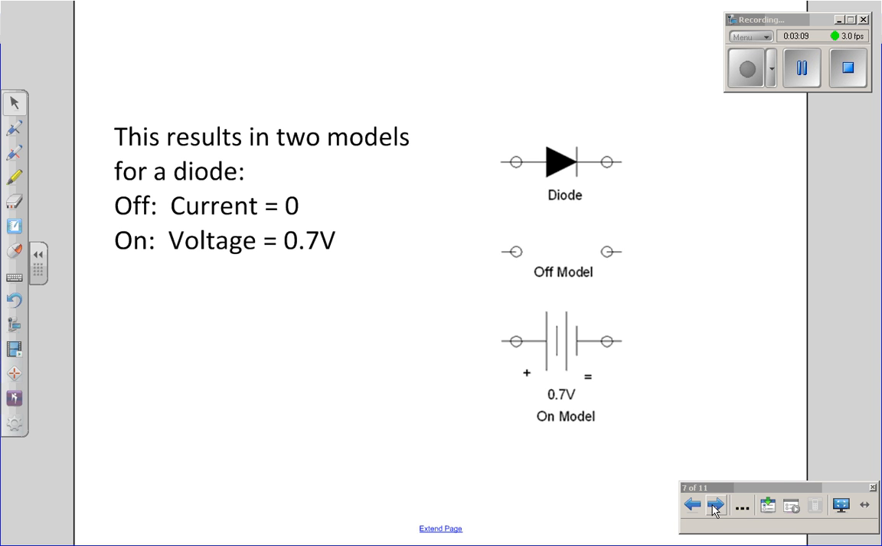I've got the off model. If the voltage is less than 0.7 volts, actually, if the voltage across the diode is less than 0.7, that's right, I have no current flow. The way to model no current flow is just an open circuit. If I have enough voltage to turn on the diode, I get the bottom circuit element. The voltage drop across the diode is constant, 0.7 volts.